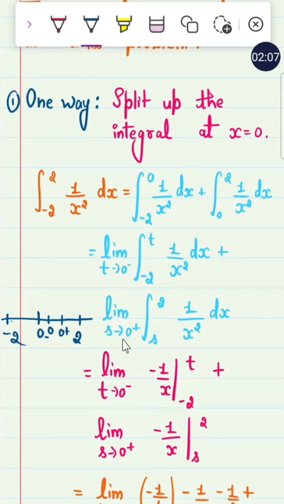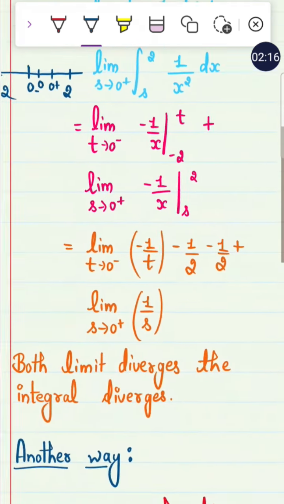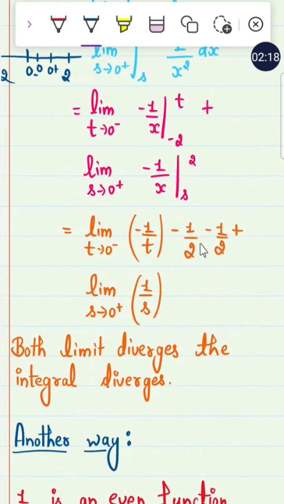s to 2, s goes to 0 plus, and taking the integral of this is minus 1 over x from minus 2 to t, put the limit, this goes to minus 1 over t minus 1 by 2 plus limit s tending to 0 plus 1 over s, both limits diverge, the integral is divergent.